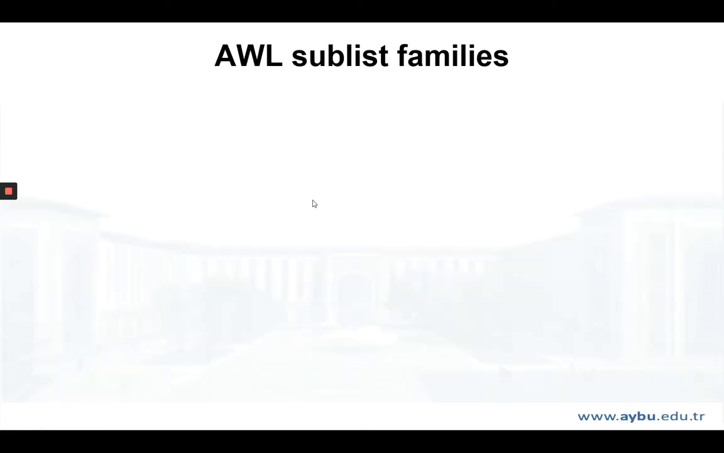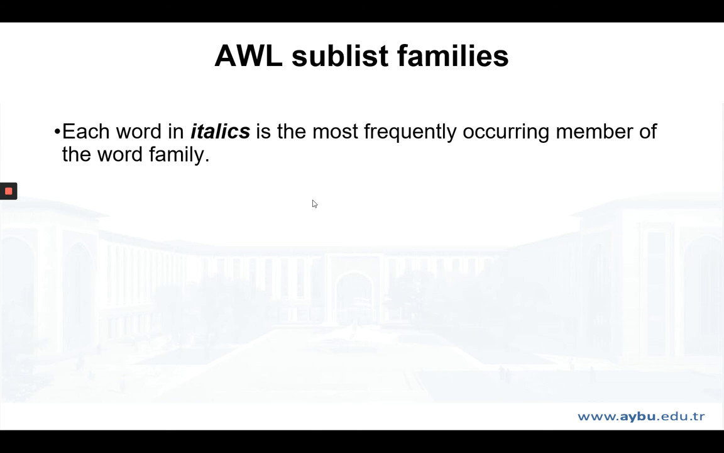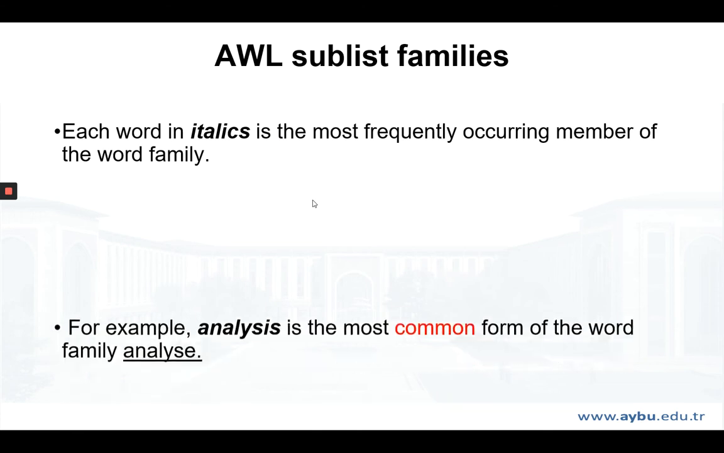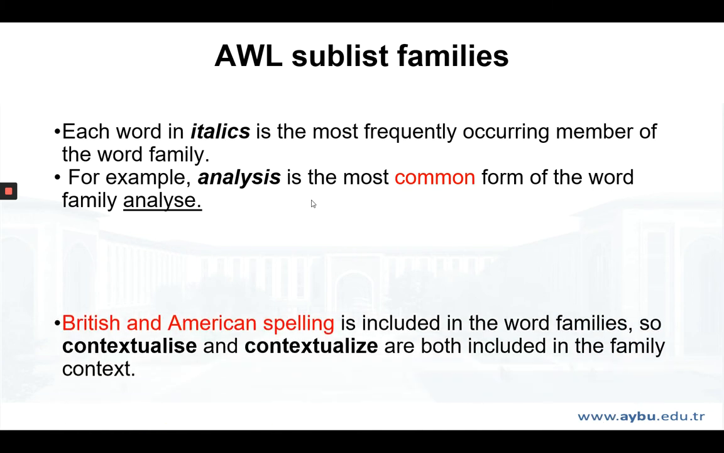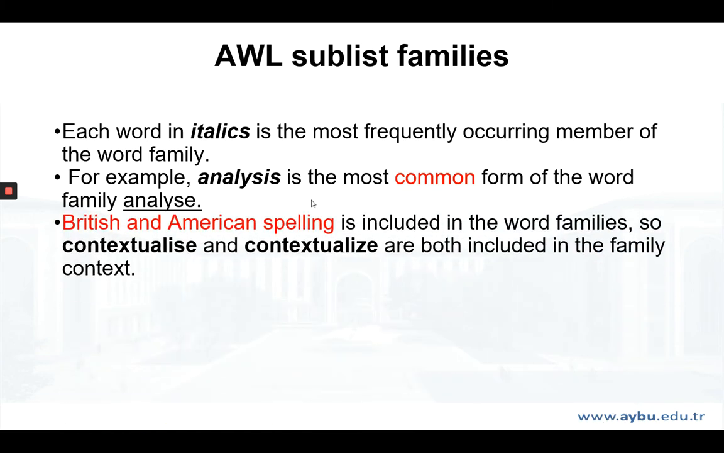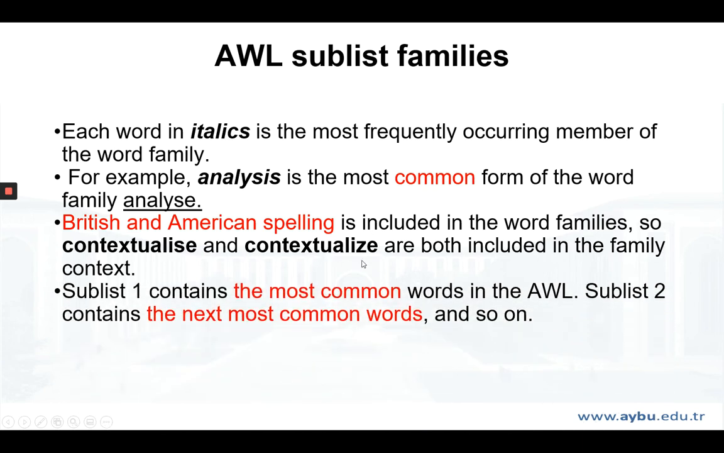Academic word list sublist families. We talked about this information. We said that the words written in italics are the most common words. And also the list contains British and American spelling. As you know, if a word is written with S, it is British English, and if a word is written with Z, it's American English.